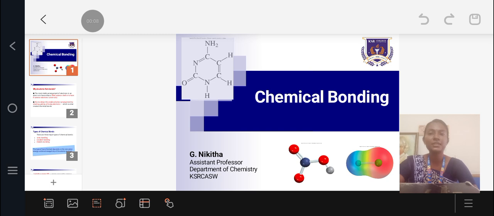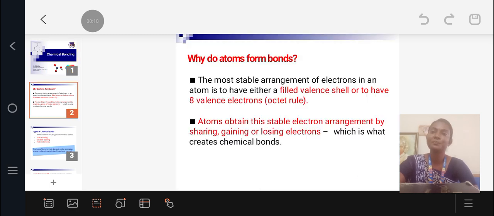Now we are going to see about chemical bonding. Why do atoms form bonds? The most stable arrangement of electrons in an atom is to have either a filled valence shell or to have 8 valence electrons. This is called the octet rule. Atoms obtain the stable electron arrangement by sharing electrons, gaining electrons, or losing electrons.